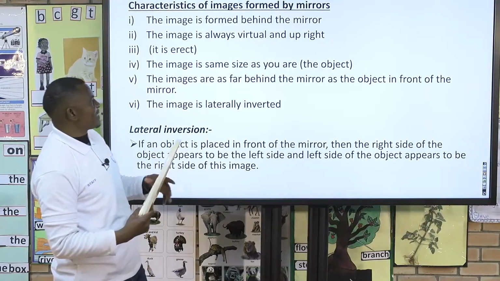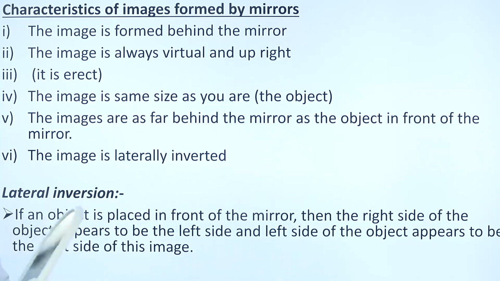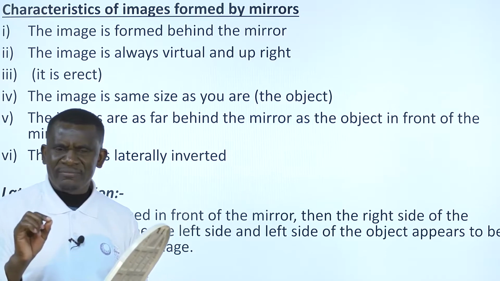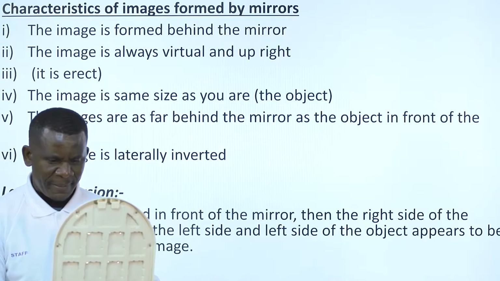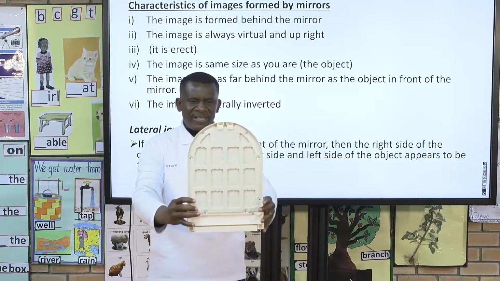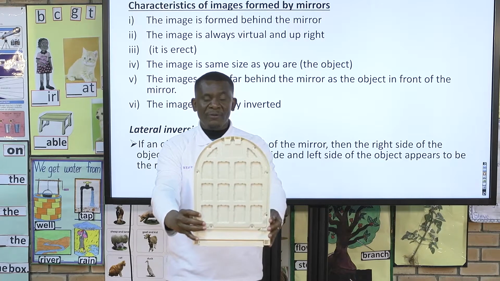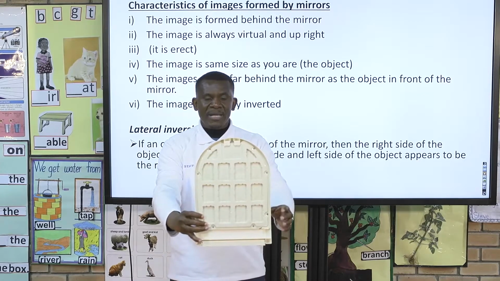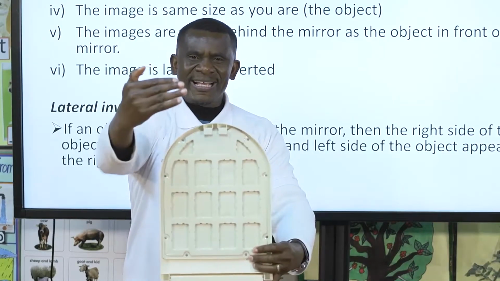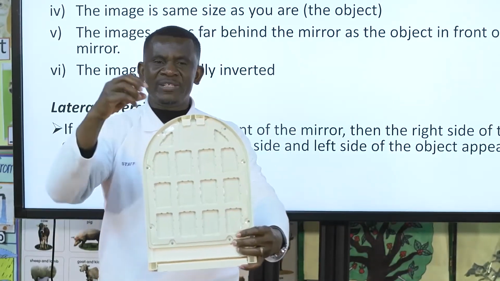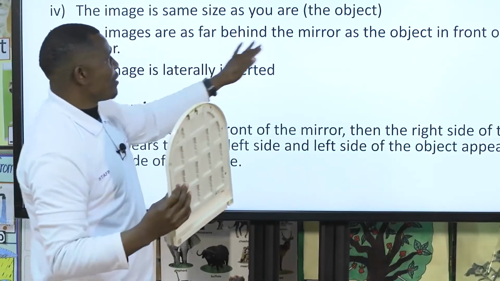The images are formed as far behind the mirror as the object is in front of the mirror. Boys and girls, what do we mean? Let me explain. When the teacher is standing, let's say 1 meter from the mirror, the image that is formed is also going to be seen like it is 1 meter from the mirror. This is what we mean here.